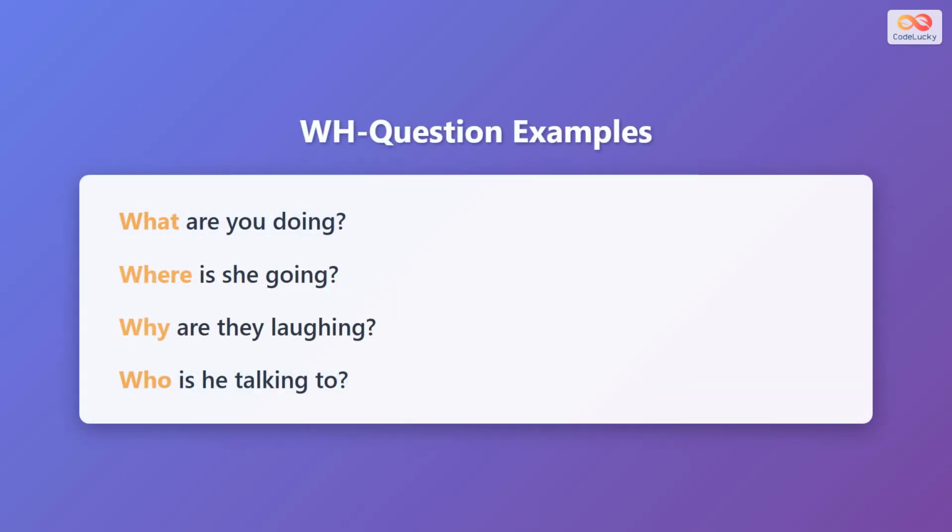Let's look at some examples with question words. What are you doing? This asks about the activity you are doing now. Where is she going? This asks about her destination at this moment. Why are they laughing? This asks for the reason they are laughing right now. Who is he talking to? This asks about the person he is talking to at this time.